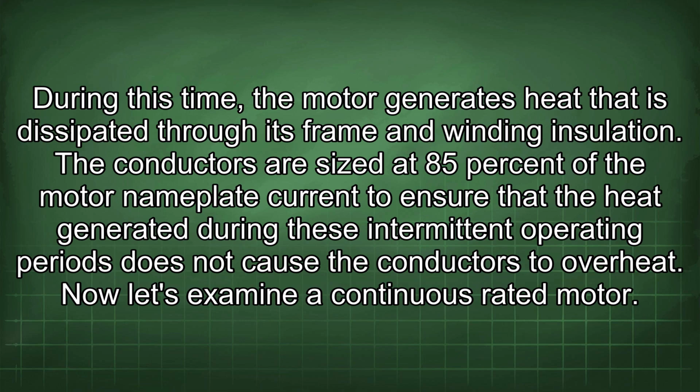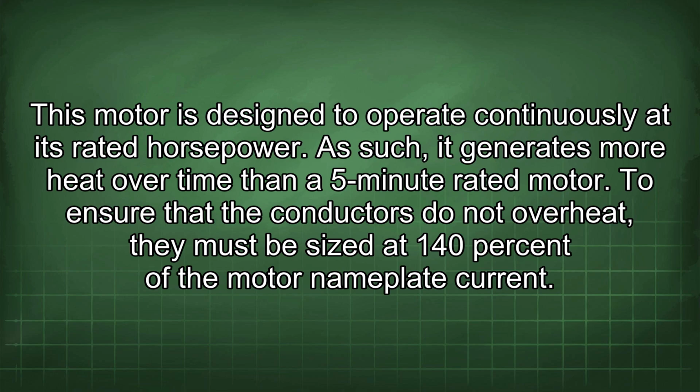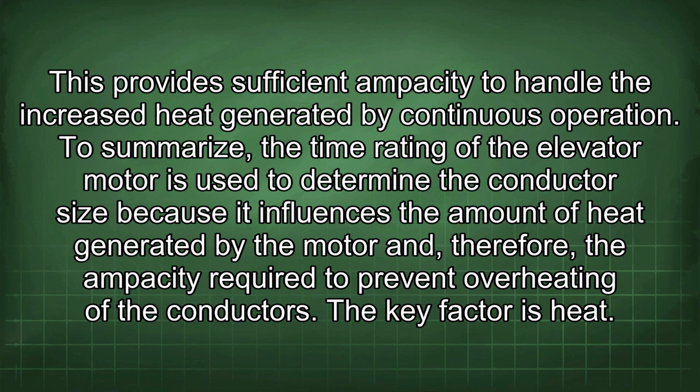The conductors are sized at 85% of the motor nameplate current to ensure that the heat generated during these intermittent operating periods does not cause the conductors to overheat. Now let's examine a continuous rated motor. This motor is designed to operate continuously at its rated horsepower. As such, it generates more heat over time than a 5-minute rated motor. To ensure that the conductors do not overheat, they must be sized at 140% of the motor nameplate current. This provides sufficient ampacity to handle the increased heat generated by continuous operation.